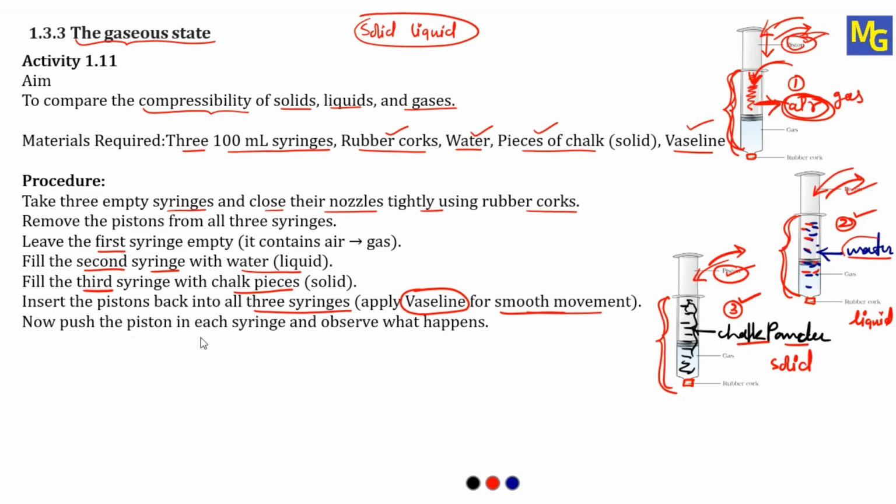Now push the piston in each syringe and observe what happens. So once you put this piston, from here you have to press the piston in the first syringe, press the piston in the second syringe and press the piston in the third syringe. And now you have to observe what will happen. Now we will see the observation.